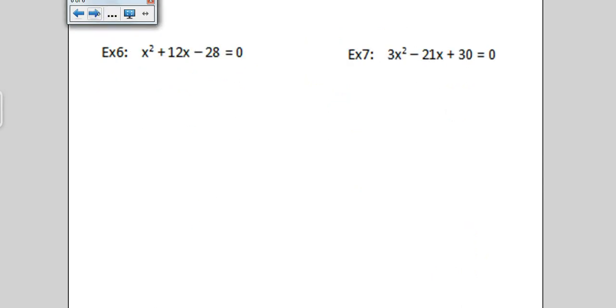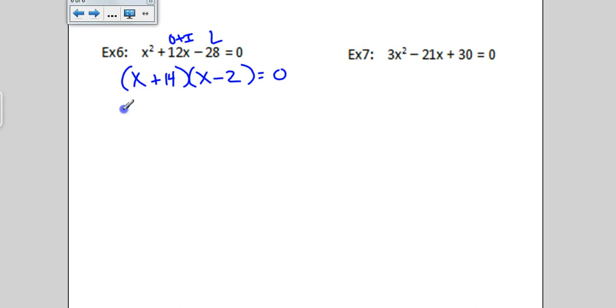Okay, example 6. We're going to have to factor this, and then we're going to have to solve and set them equal to 0. Since this is a trinomial, we're going to use kind of our diamond factoring method. What times what will give you x squared? Well, that would be x and x. And then we're looking for 2 numbers that multiply to give you a negative 28, but then when you add them together, it gives you a positive 12. So I'm thinking a positive 14 and a negative 2 would work great. Now here's the key. Because it says equals 0, you got to set both of these terms equal to 0 and give me your 2 answers. So we get x equals negative 14 and x equals positive 2.